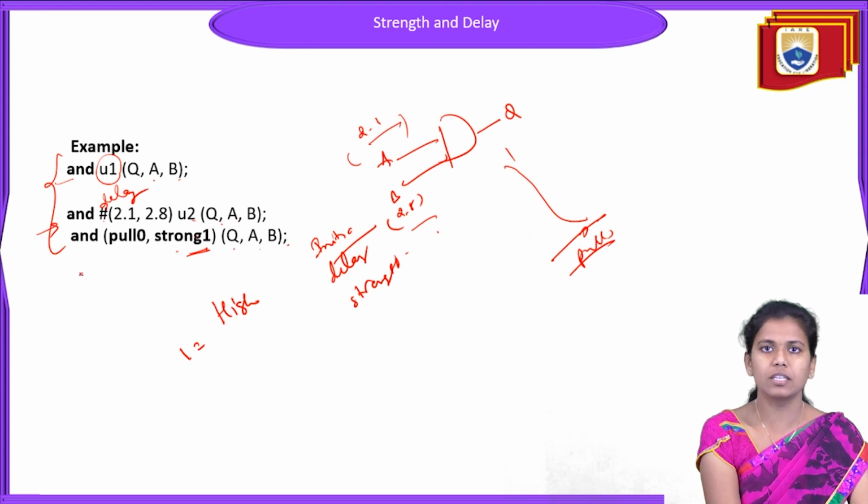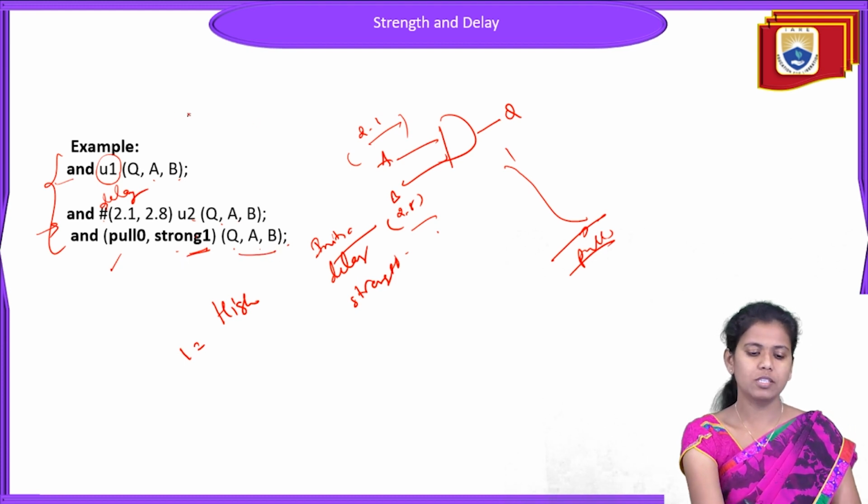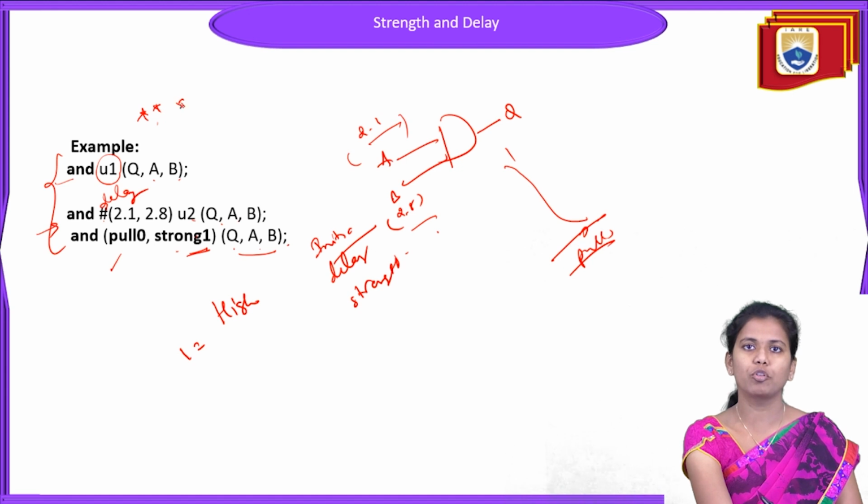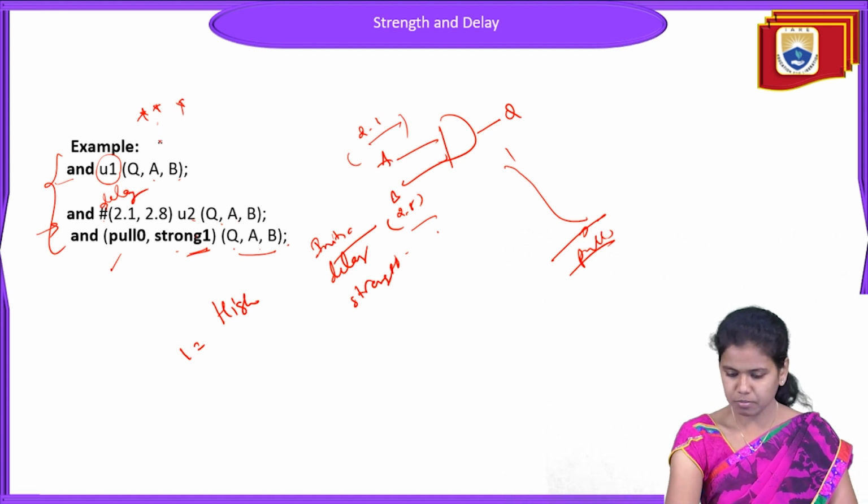And then the third one is instantiation, or the initialization of a particular strength. So how the signal strength is initialized. Here, pull 0 or strong 1 with respect to the QAB. So this is a basic example from the exam point of view. If you write such examples, you'll get good marks.